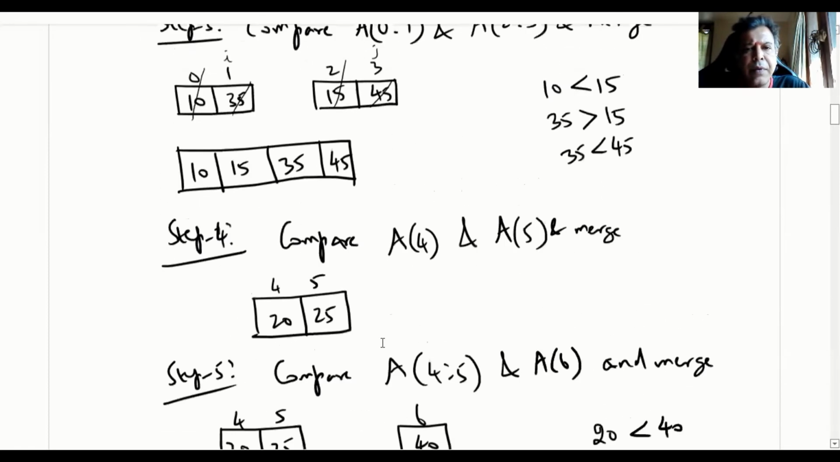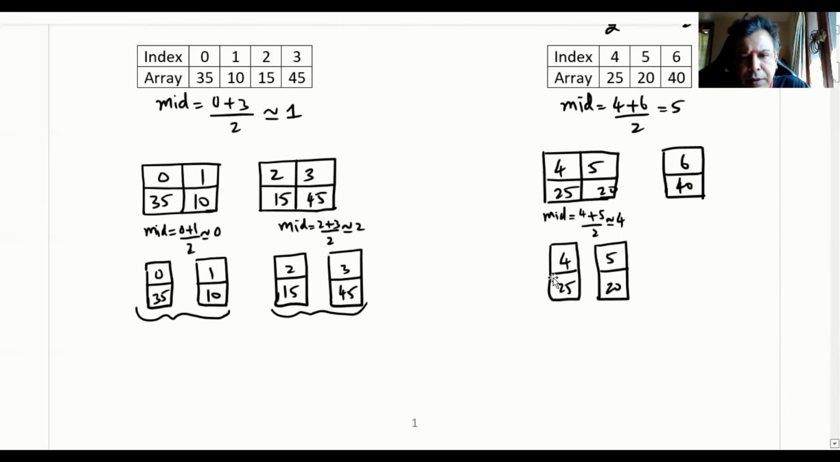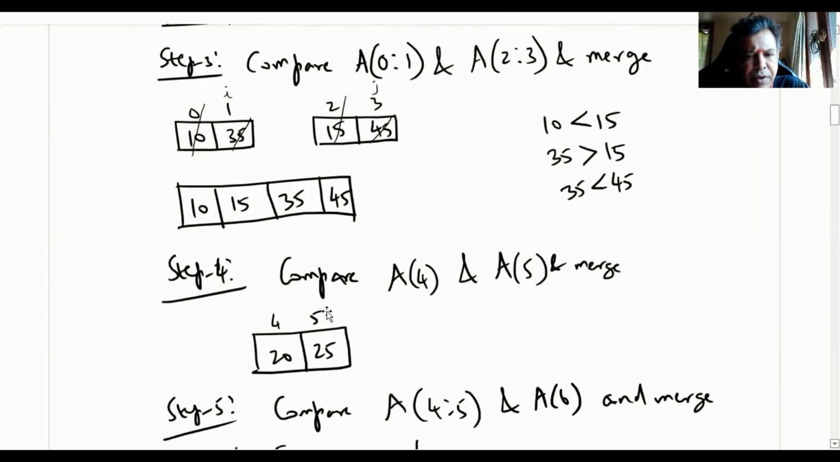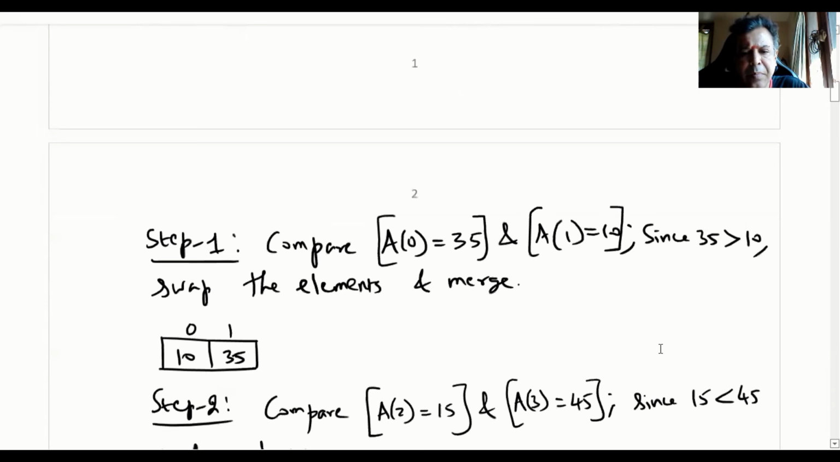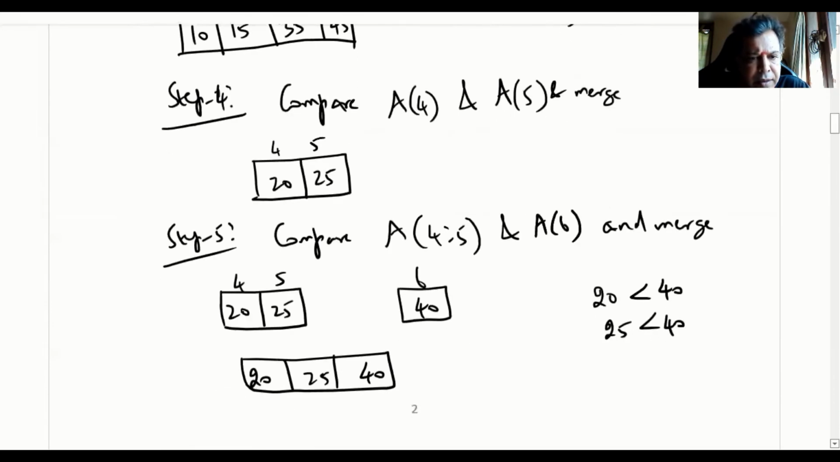Then we will compare whatever we arrived at this step, which is step 4, that is A4 and A5, and then A6 we will compare. A6 is available here. It is 40. We'll compare that. So when we compare, we'll consider this as I and this as J. And when we compare 20 and 40, we notice that 20 is lesser than 40. So 20 is written. So this is done.